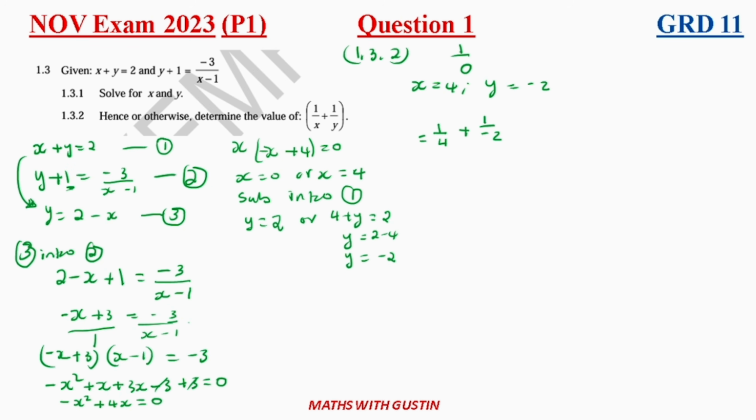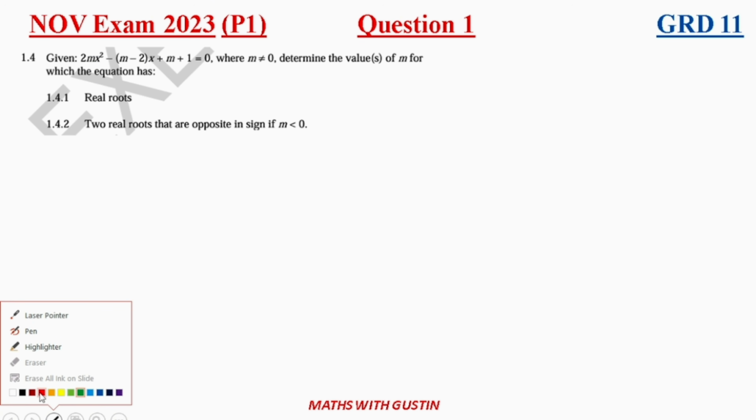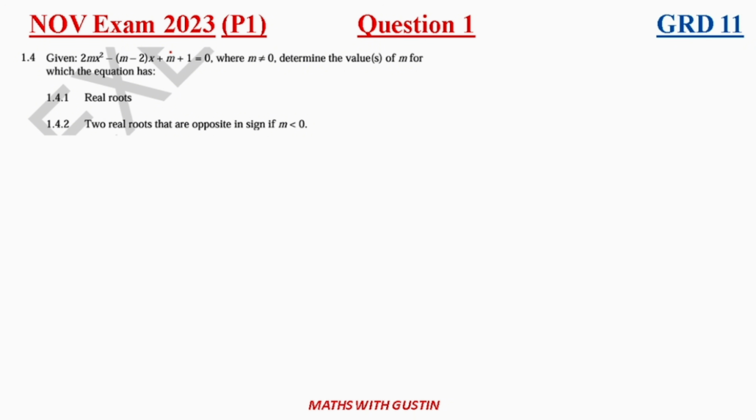Let's move to 1.4. In 1.4, we're given an equation, here it is. Okay, let's have a look at this one. Very, very interesting question indeed. It's about the nature of roots. So we are given here 2mx squared minus (m minus 2)x plus m plus 1 is equal to 0. Determine the values of m for which the following has, the first one here, real roots.